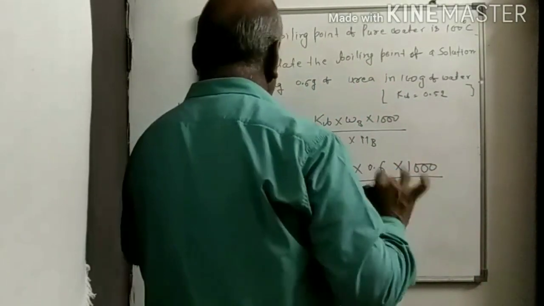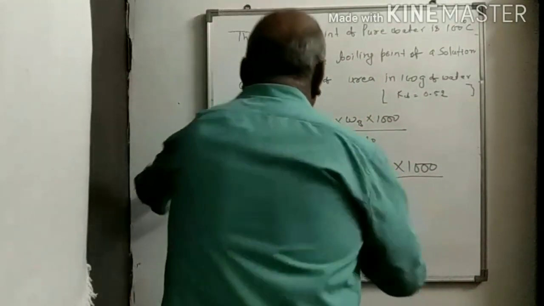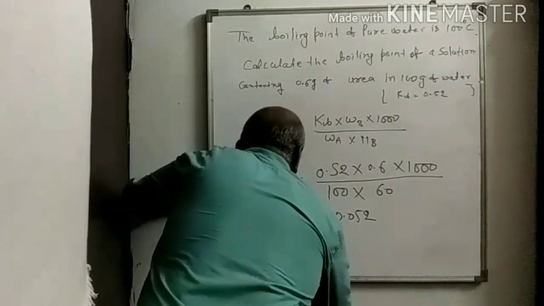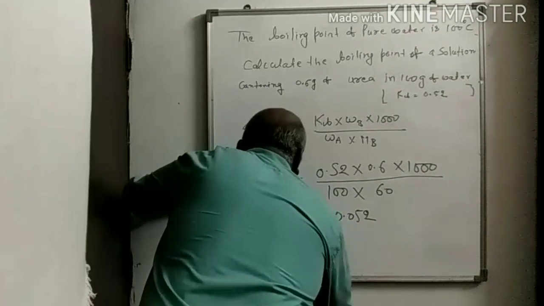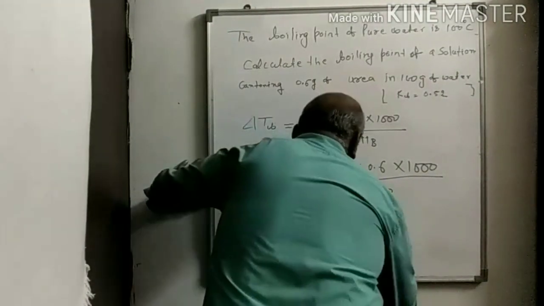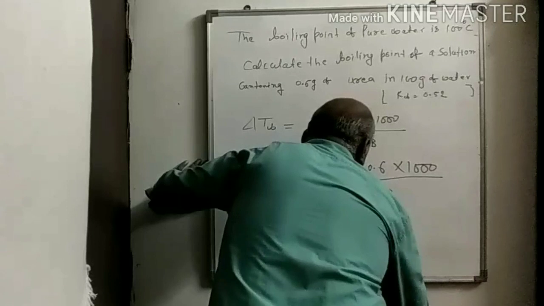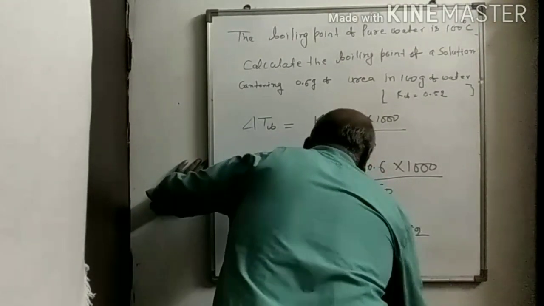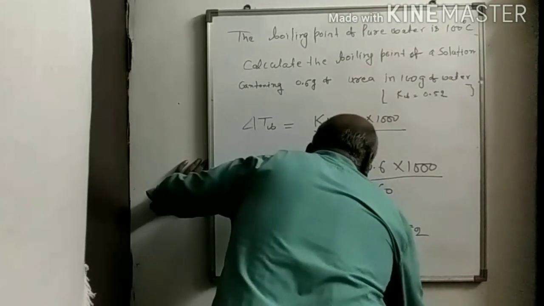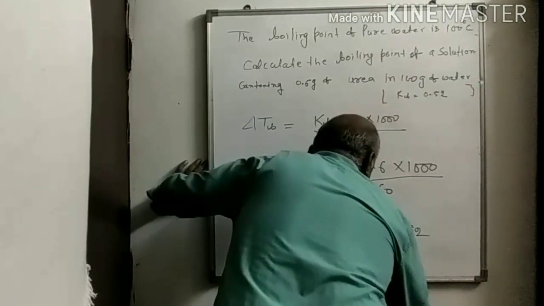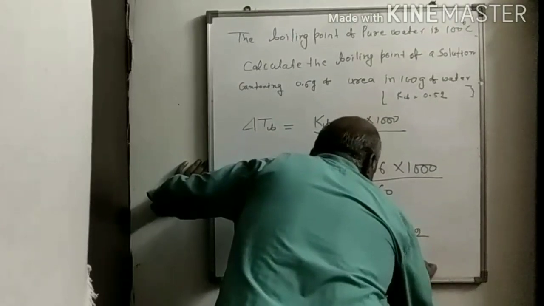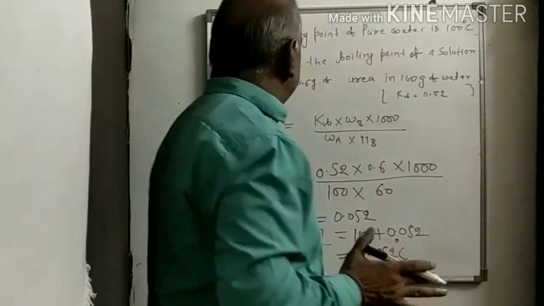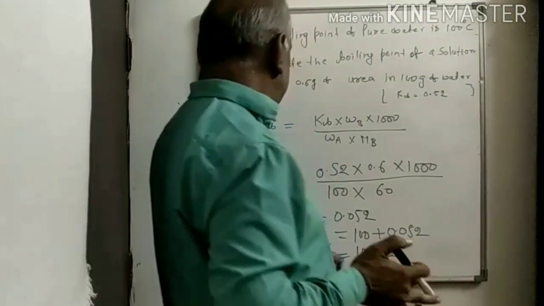Thus the boiling point of the solution, BP of solution, BP means boiling point of solution, is 100 plus 0.052, that is 100.052 Celsius. This is the boiling point of the solution.